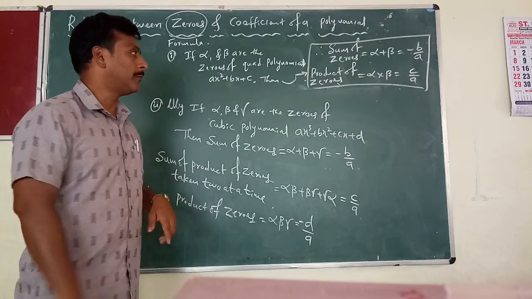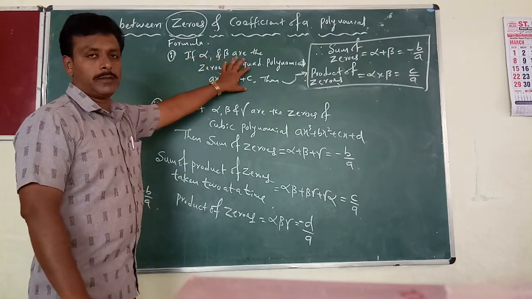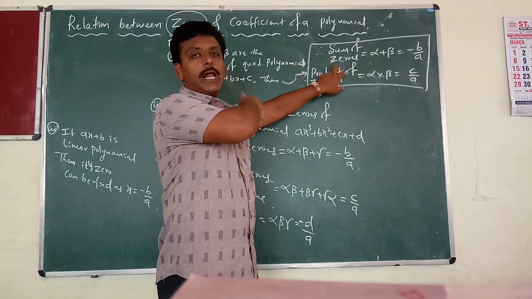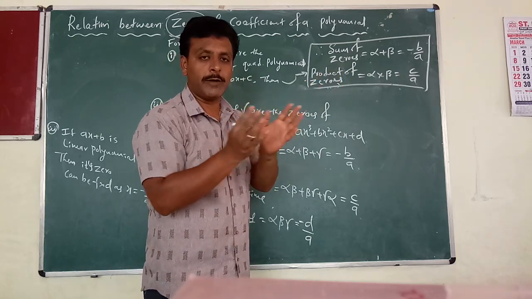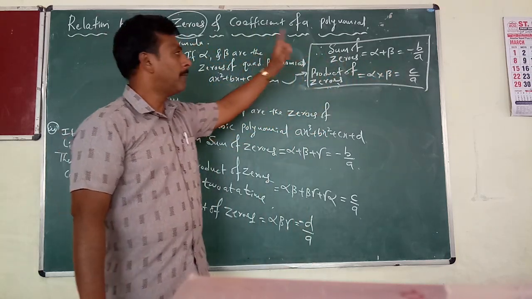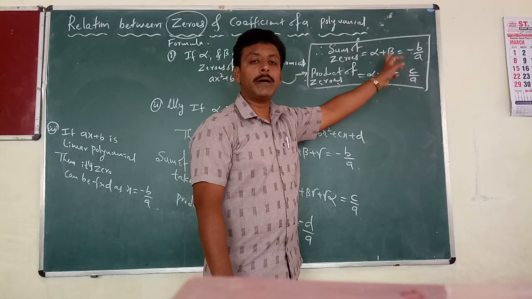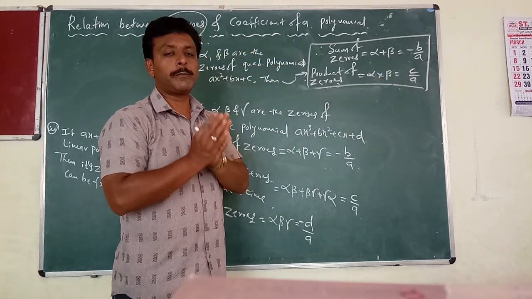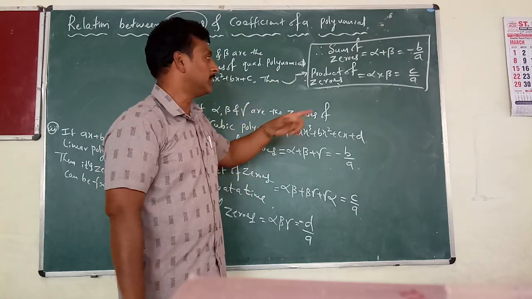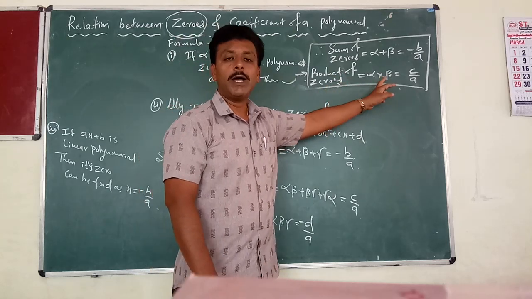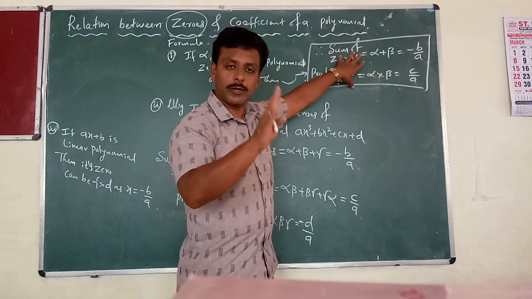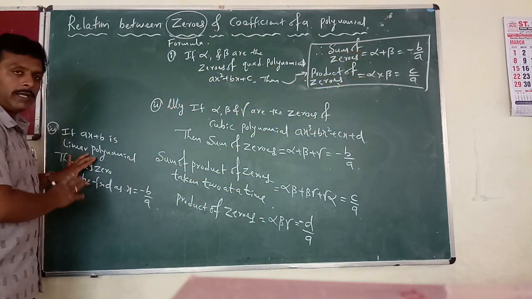Imagine alpha and beta are the two zeros of the quadratic polynomial ax square plus bx plus c. The sum of the zeros, alpha plus beta, is equal to minus b by a. The product of the zeros, alpha into beta, is equal to c by a. This is for the quadratic polynomial, and the earlier one is for the linear polynomial.